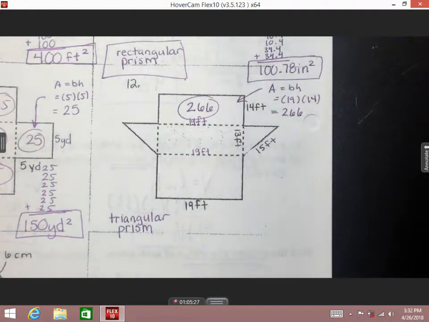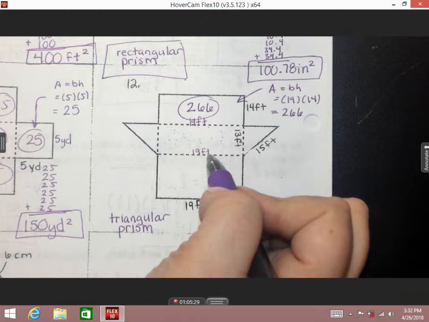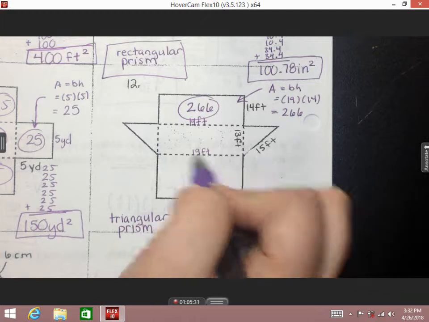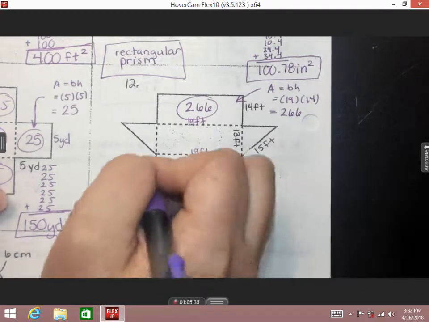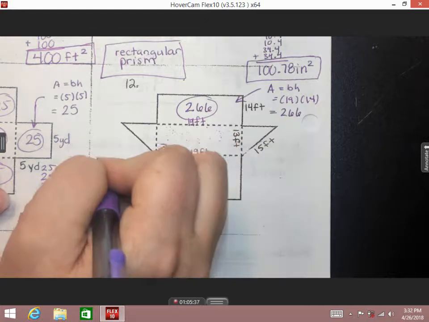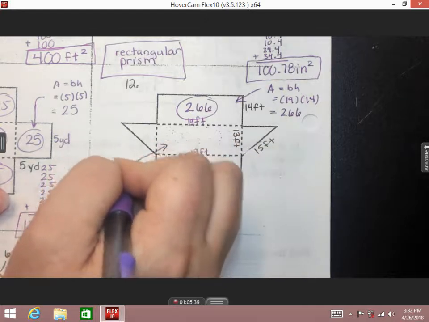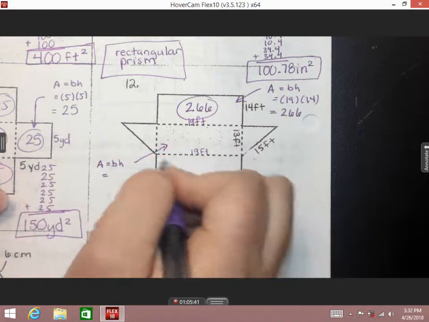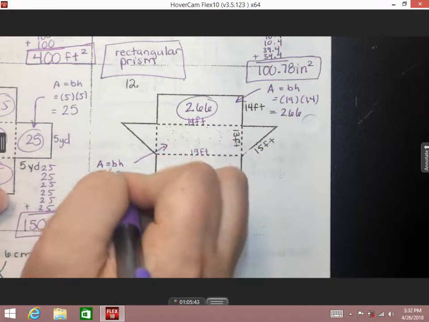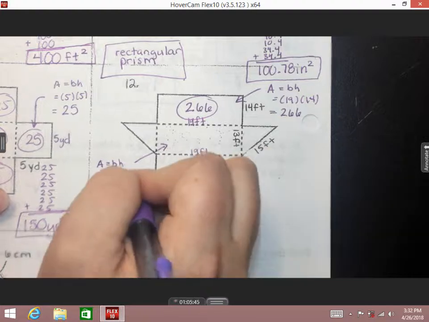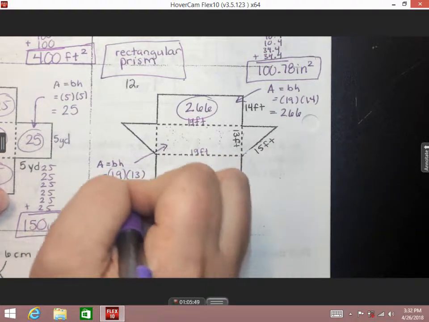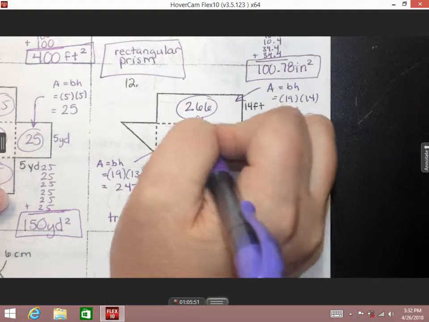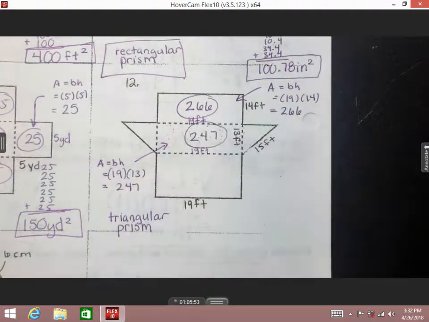All right. My next one, I'll notice here in the middle, I have again 19 is the base, 13 is the height. So that's another one that I can go ahead and work out. I'm going to work it out over here since I have a little bit of extra space there. A equals base times height. My base is 19. My height is 13. And 19 times 13 gives me 247. So I get 247. Bam.